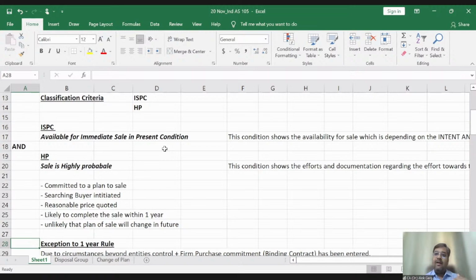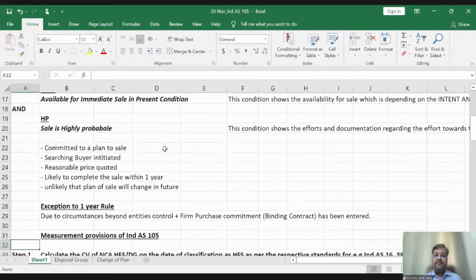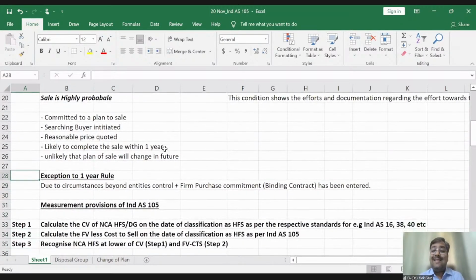Sir, can the plan change? Yes, it may change, but it is unlikely, right? One of the students has also asked, sir, if the plan changes, then what will be the accounting? We are going to discuss this aspect today, okay. Sir, is there any exception to the 1 year rule? We have discussed that there is an exception to the 1 year rule also.